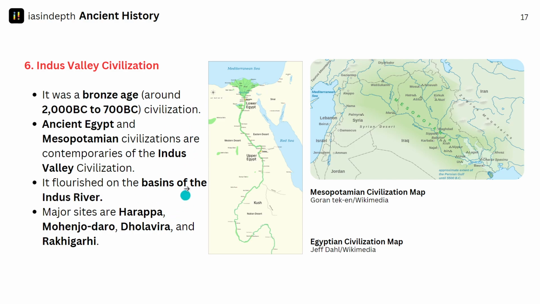The contemporary civilizations that ran parallel to the Indus Valley Civilization were the ancient Egyptian civilization as well as the Mesopotamian civilization. The ancient Egyptian civilization can be seen in the present day African continent, on the banks of the Nile River in Sudan as well as in Egypt. The Mesopotamian civilization is on the banks of the rivers Tigris and Euphrates in present day Iraq, Syria, as well as some portions of Iran.